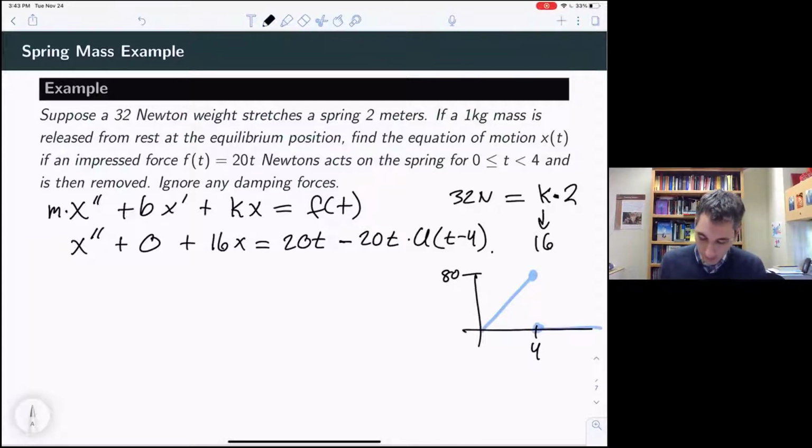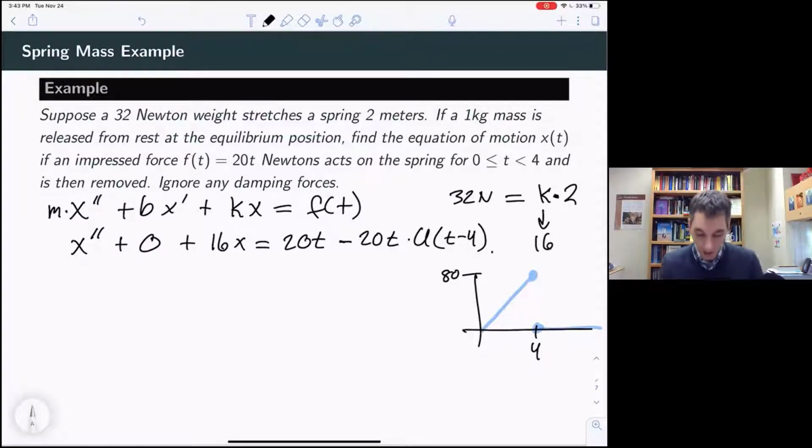Okay, so when that is released at t equals 4, u t minus 4 becomes 1, and so 20t minus 20t becomes 0. Before t equals 4, u is 0, and so you just get 20t. So it goes from 20t to 0.